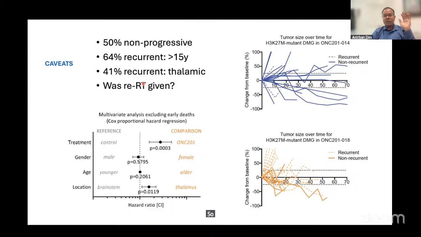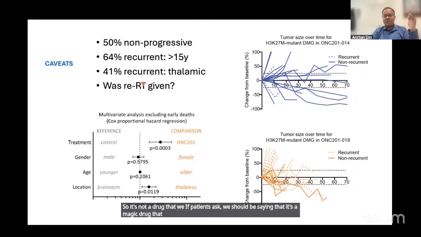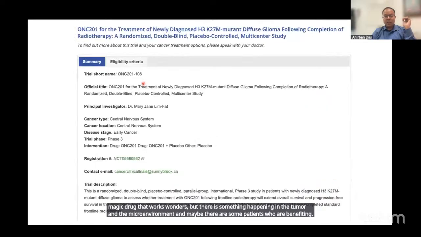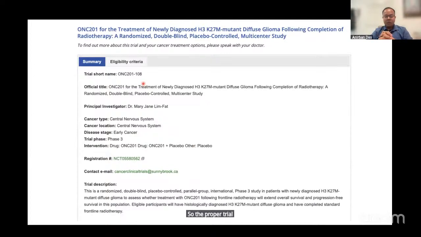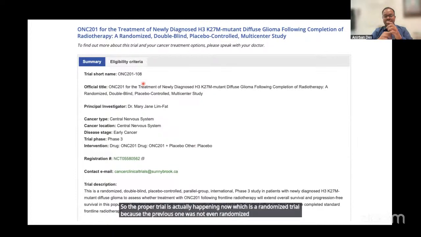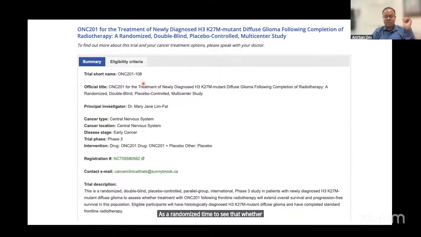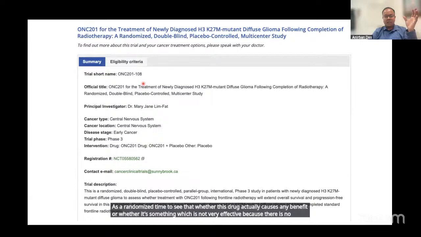So it's not a drug that, if patients ask, we should be saying is a magic drug that works wonders, but there is something happening in the tumor and the microenvironment, and maybe there are some patients who are benefiting. So the proper trial is actually happening now, which is a randomized trial, because the previous one was not even randomized. And this is looking at the subset of patients who actually did better. So the thalamic gliomas and the older patients are being studied specifically in this trial as a randomized arm to see whether this drug actually causes any benefit or whether it's not very effective, because there is no mechanistic reason why this drug should be really a magic drug in DIPG.